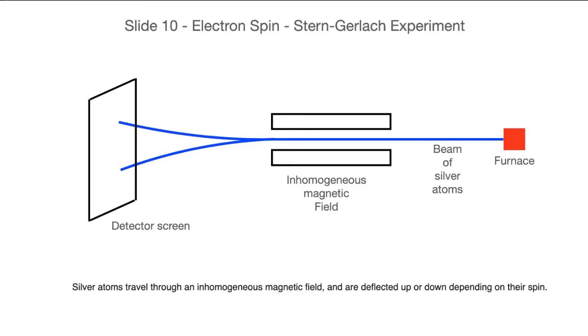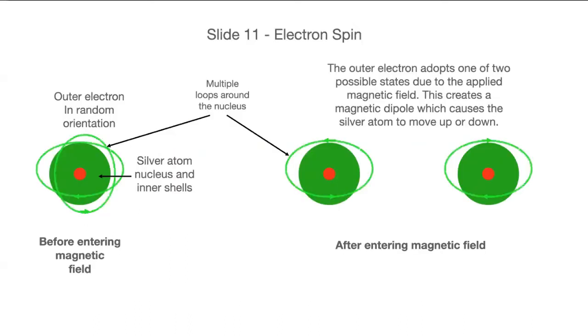They heat silver atoms and they pass them through a magnetic field, and what's observed is that the beam splits. So you get hits on the detector screen above or below the midpoint, but not in the middle. And the explanation for this is that the silver atom is a particular case where you've got a number of shells, and then you've got one electron in the outermost shell. And that electron can be randomly oriented around the nucleus plus the inner shells.